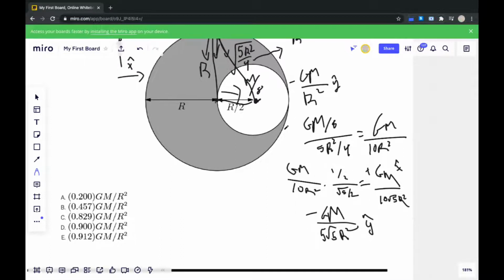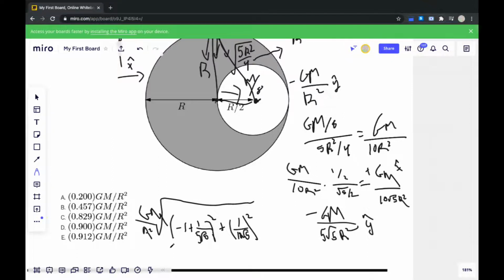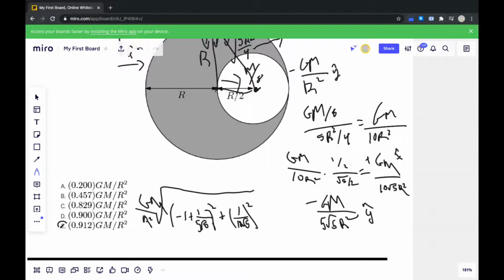Now we can subtract these two gravitational fields. And if we do that, we get some really messy equation. Let's just take out all the GM over r squared. So we get something like negative 1 plus 1 over 5 root 5, whole thing squared, plus 1 over 10 root 5, whole thing squared. And if we simplify this out, we get that this is equal to 0.912 if we simplify this square root.